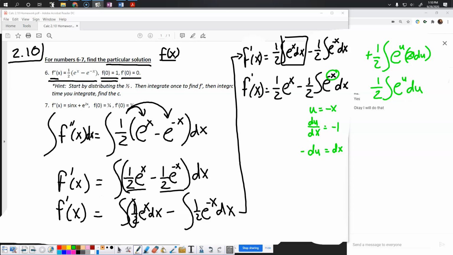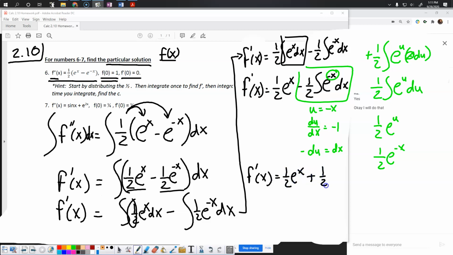And then once again, the integral of e to the u is just going to be e to the u. And our u was negative x. So I'm going to put all that in where this was now. So I have f prime of x is equal to 1 over 2 e to the x plus 1 over 2 e to the negative x. And we don't want to forget our plus c. Okay, so that's our first integral.